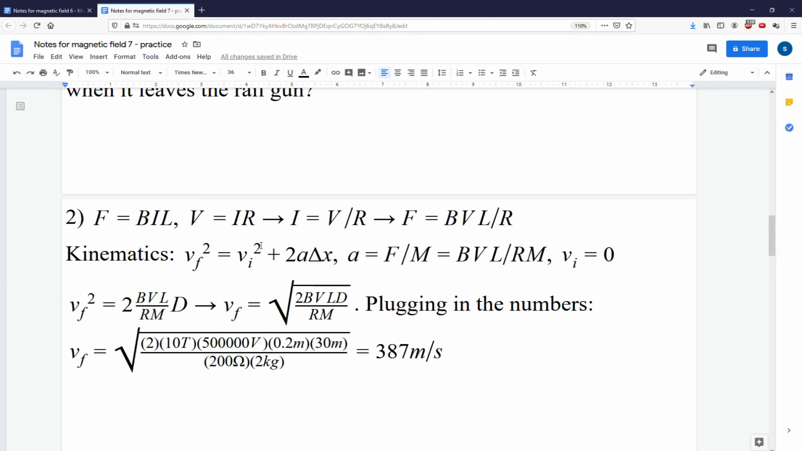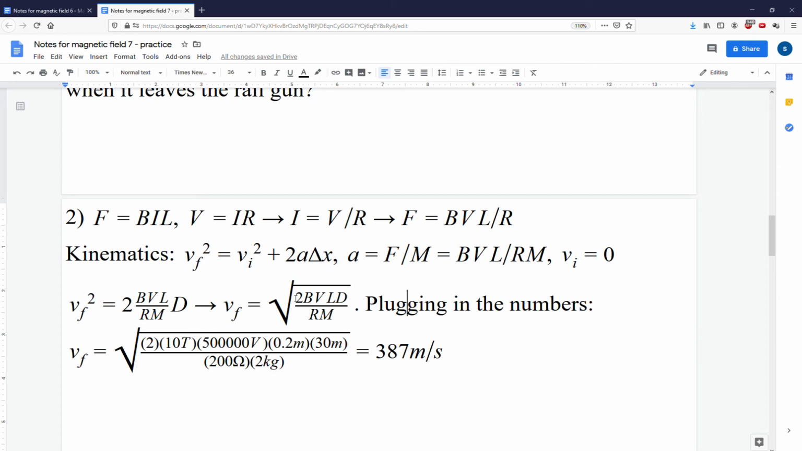This gives us Vf squared is equal to 0 squared, which we will ignore, plus 2 times acceleration, which was this right here, times delta x. Or Vf is equal to the square root of 2BVLD divided by Rm.